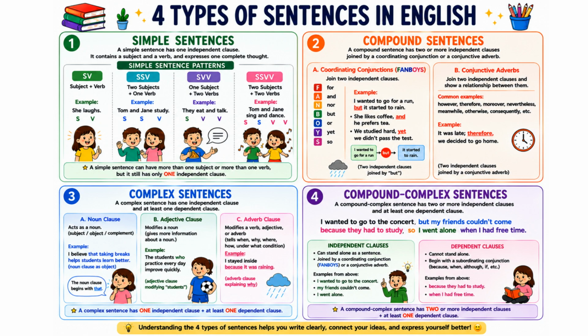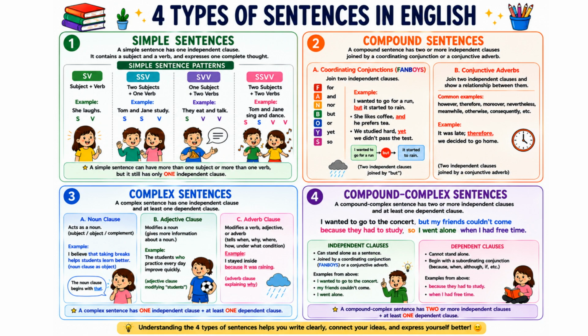And honestly, learning these structures can really help your writing. You can use simple sentences when you want to be clear and direct. Compound sentences when you want to connect equal ideas. Complex sentences when you want to show relationships between ideas. And compound complex sentences when you want to express more detailed and connected thoughts.